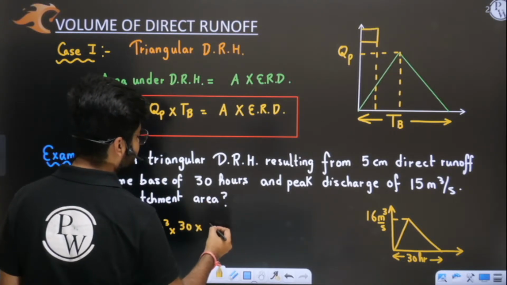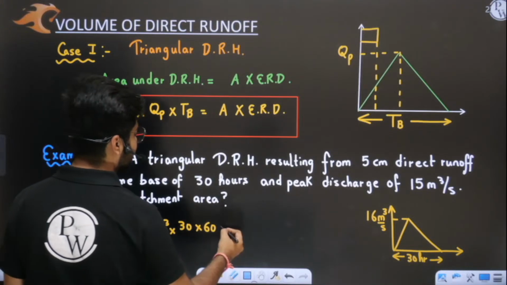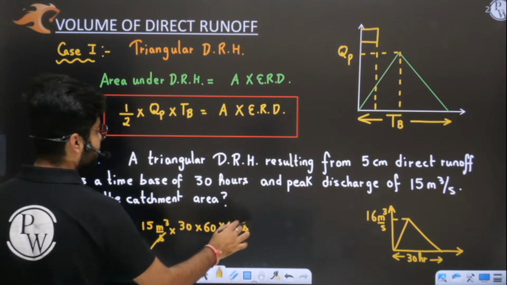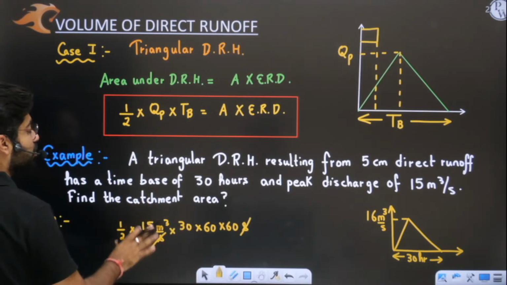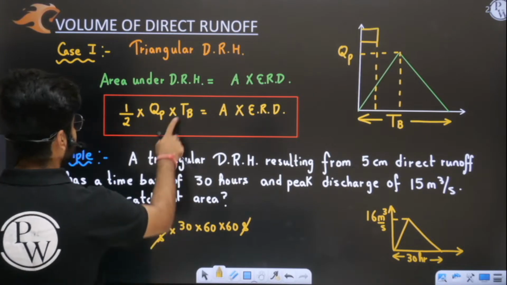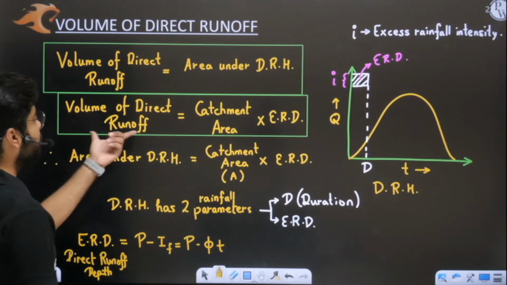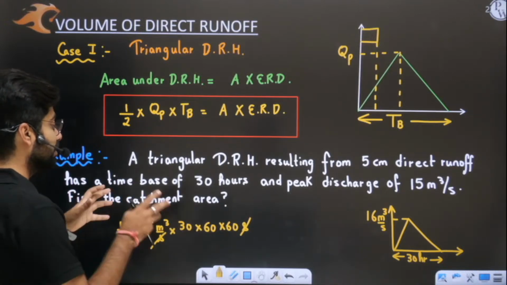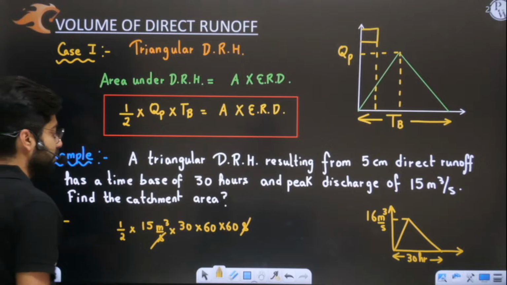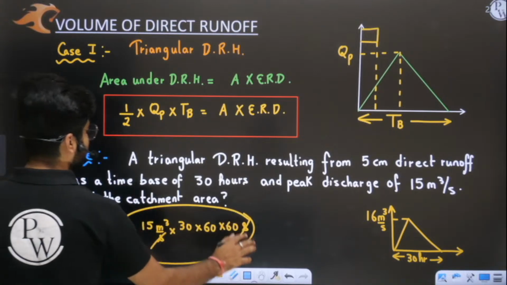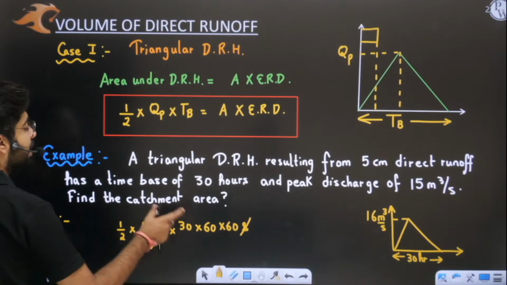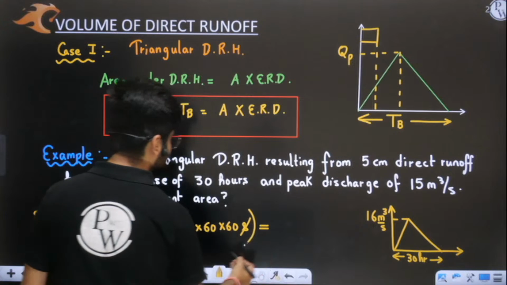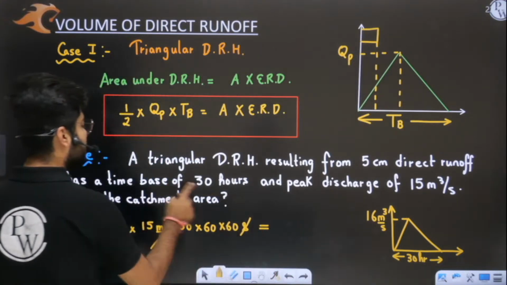You all know that in 1 hour we have 60 minutes and in every minute we have 60 seconds. Why do we convert hour into second? So that second and second cancel and you get the volume of direct runoff in meter cube. This will be the area under the DRH, which will give you the volume of direct runoff. In this question, they can also ask you to find the catchment area and also the volume of direct runoff. Area will give you the volume of direct runoff in meter cube.